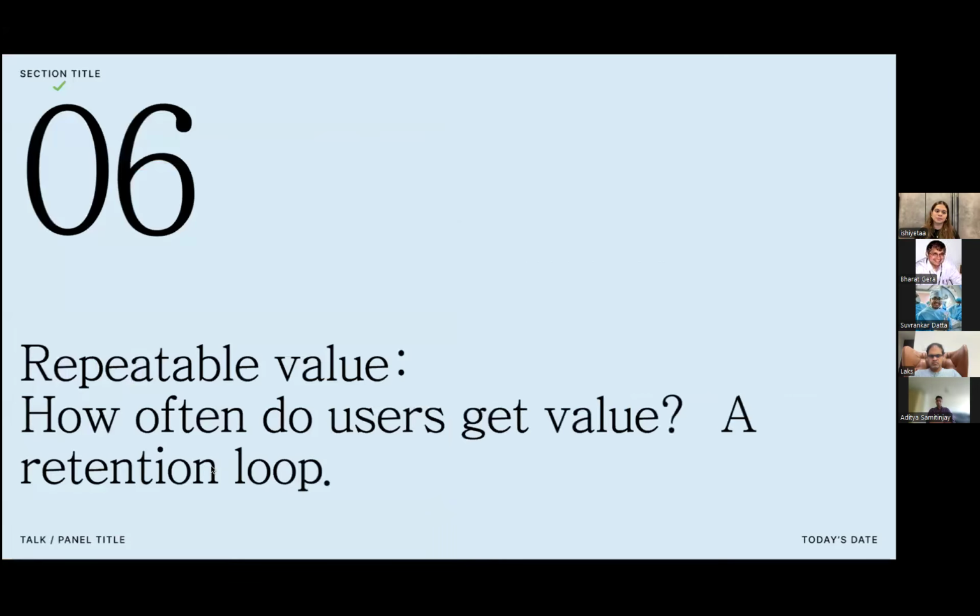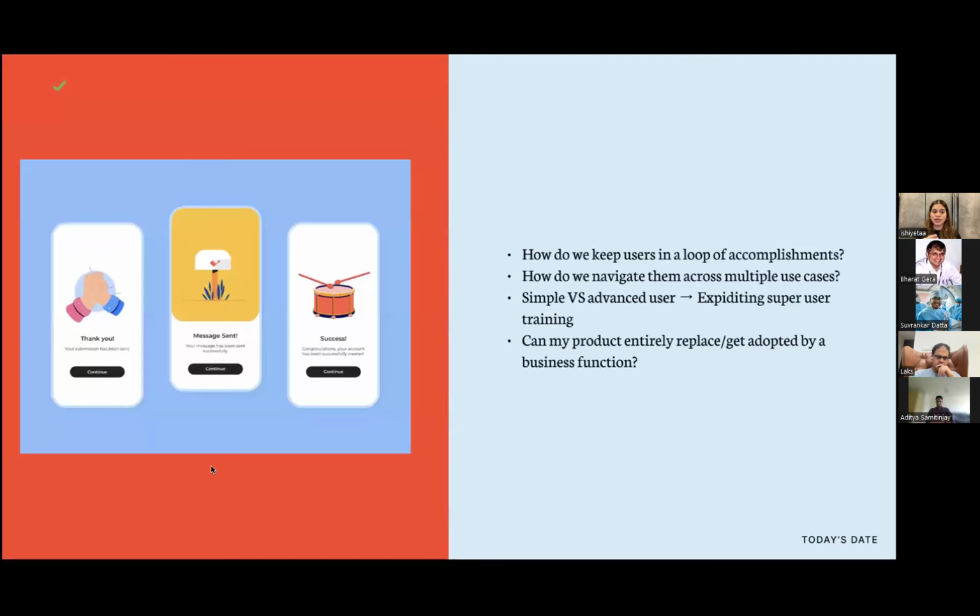And then once they get past this, the entire retention loop becomes about repeatable value. So, how often is a user able to derive value from the platform? How are you creating a retention loop? How do we keep them in loops of accomplishments? When I finish one task, how does the platform guide me to the next task? How is this designed for a simple versus an advanced user? Because both of them have very different usage patterns.